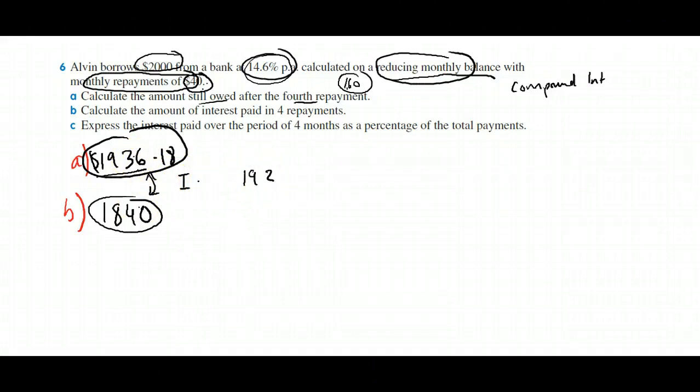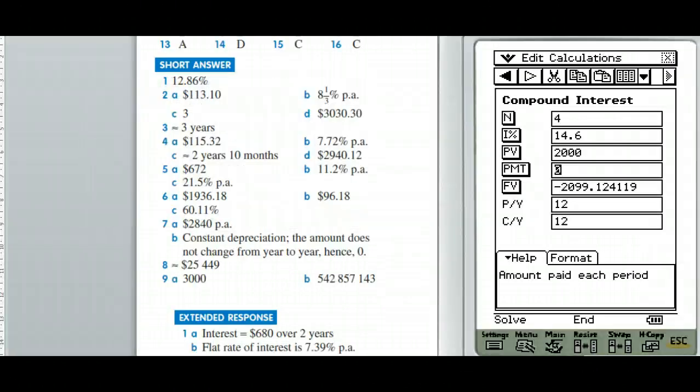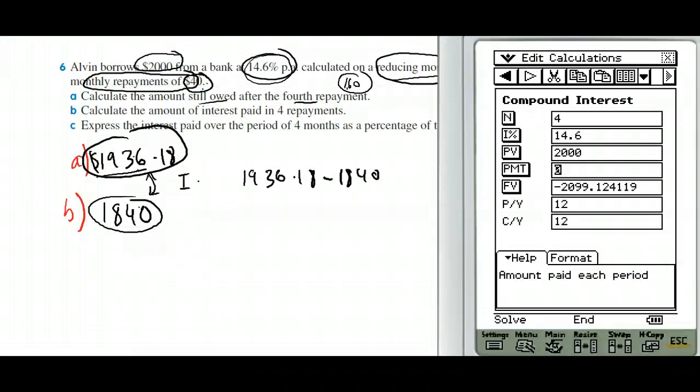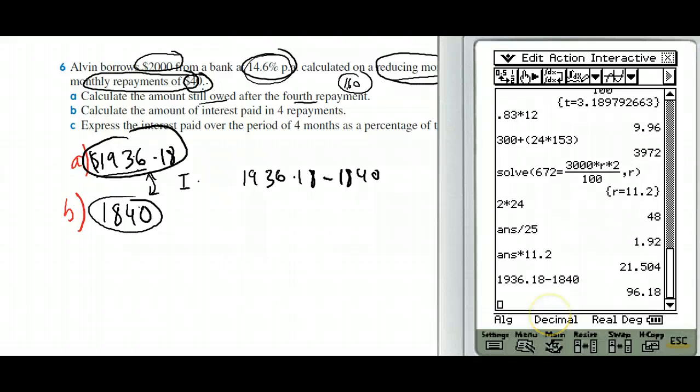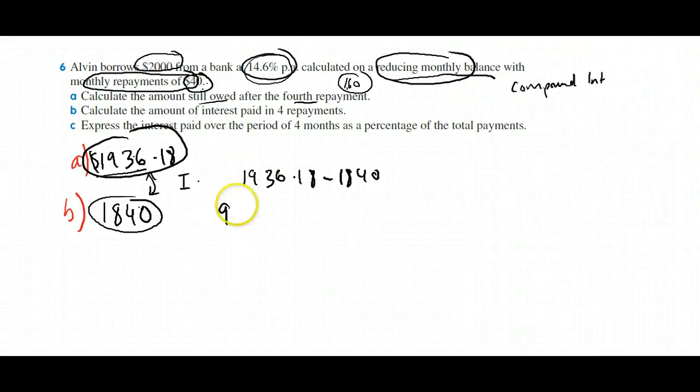So 1936.18 minus 1840, that's going to be the amount of interest that's getting paid here. So let's calculate that on the main screen. So 1936.18 minus 1840 gives us 96.18. That's how much interest has been paid in those 4 repayments.